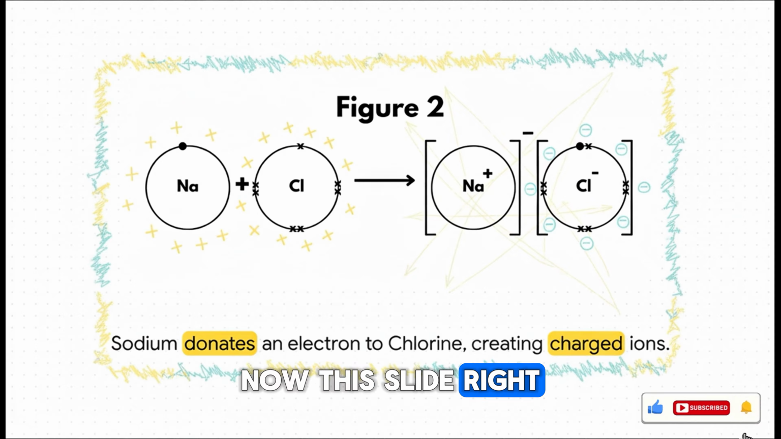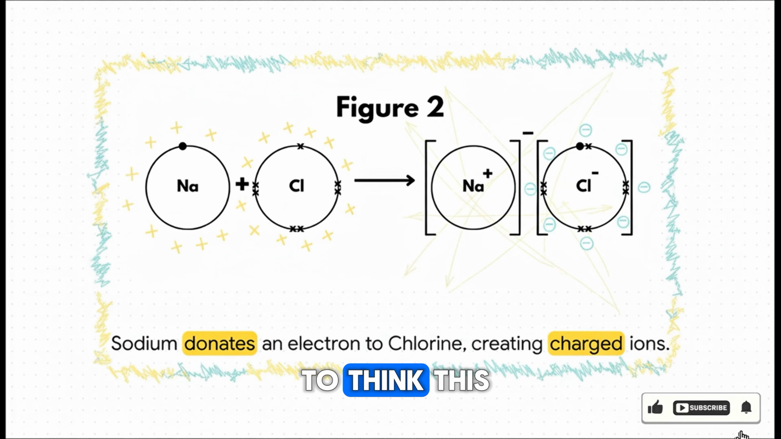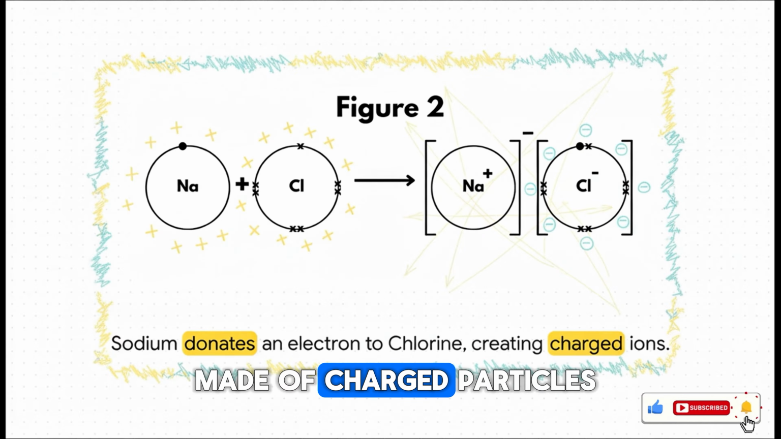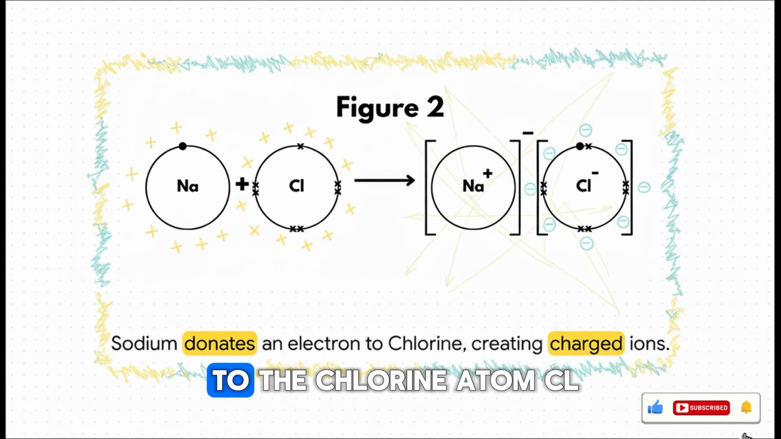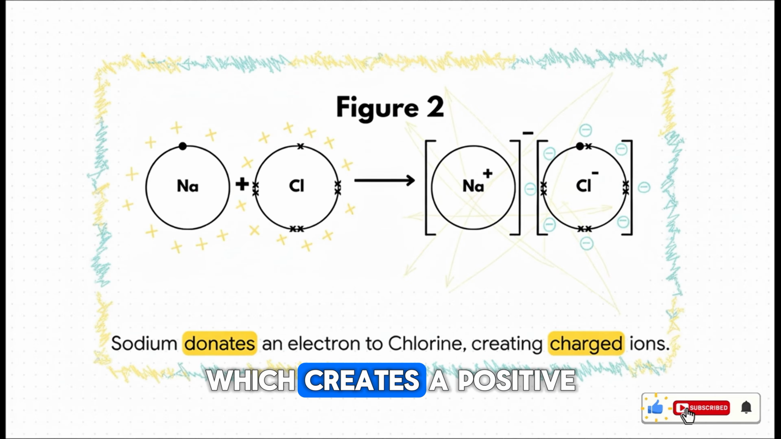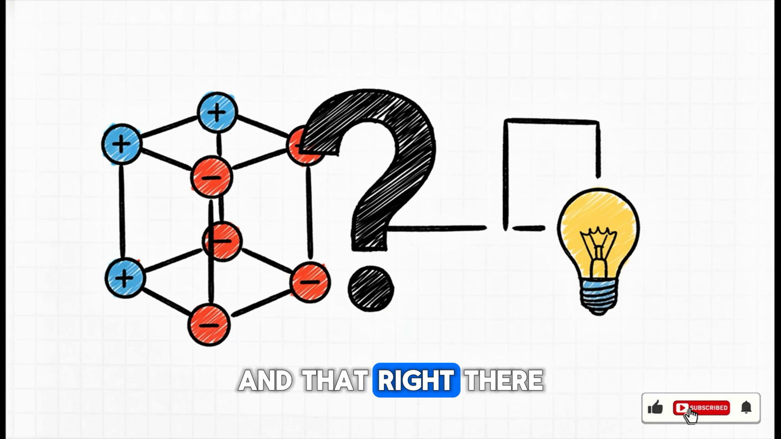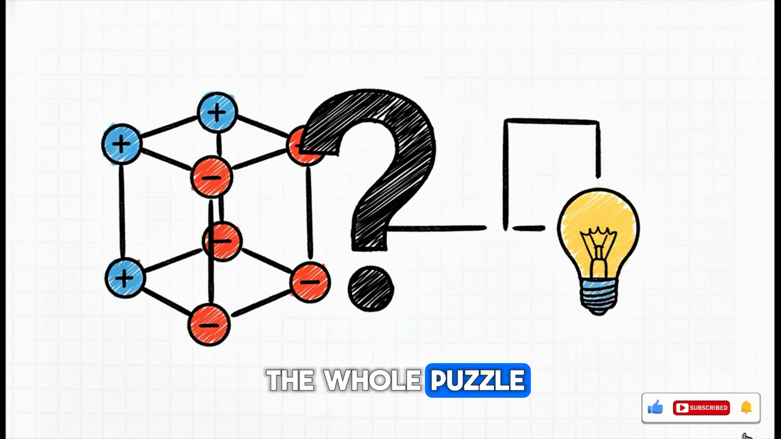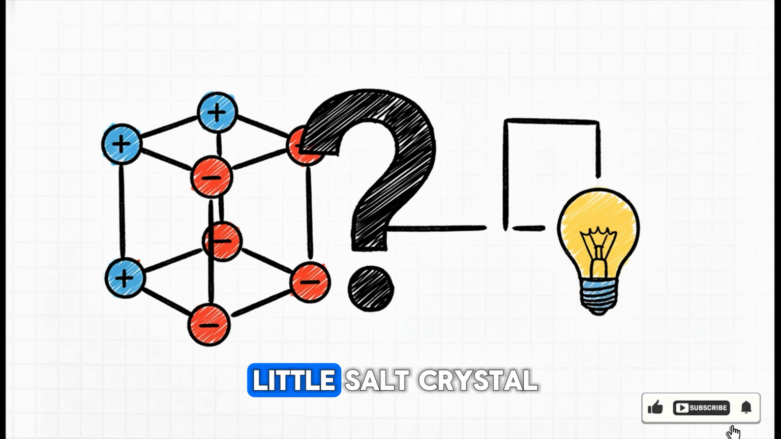Now, this slide right here confirms something you probably already know, and you're absolutely right to think this. We know salt is made of charged particles. The sodium atom, Na, gives away one electron to the chlorine atom, Cl, which creates a positive sodium ion, Na+, and a negative chloride ion, Cl-. And that right there is the heart of the whole puzzle. We've got positive charges, we've got negative charges, all packed into that little salt crystal.